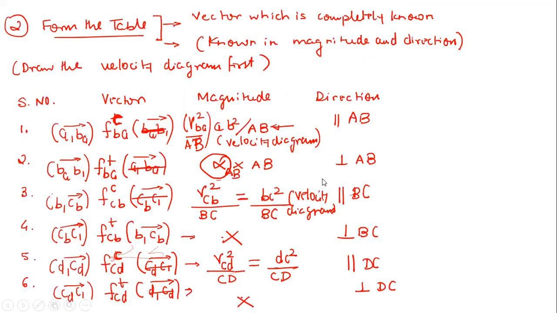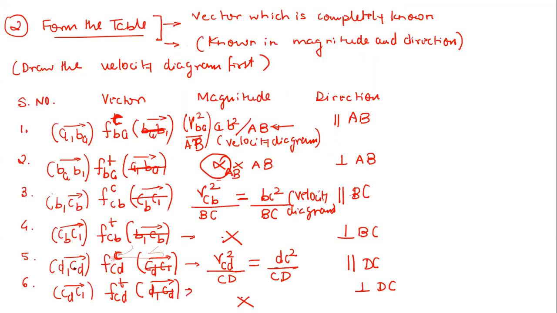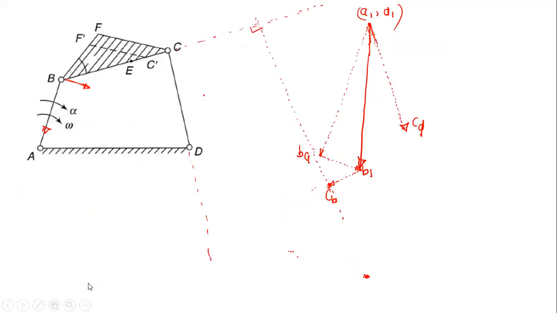See what I did here. I knew this point CB, then I knew the direction that this CBC1 vector is going to be perpendicular to BC. So I simply drew a line through this point CB that is perpendicular to BC. In a similar way, because you already located this point CD, and you are interested to locate this point C1, this is very easy. Through this point CD, you draw a line that is perpendicular to DC. So now let me draw this.